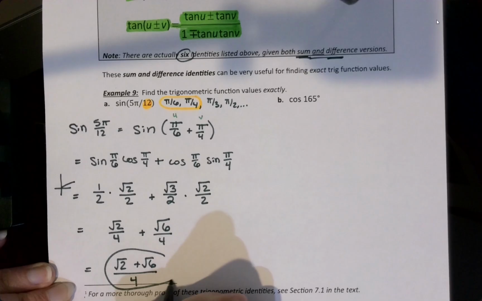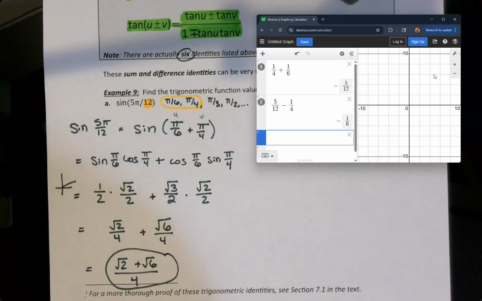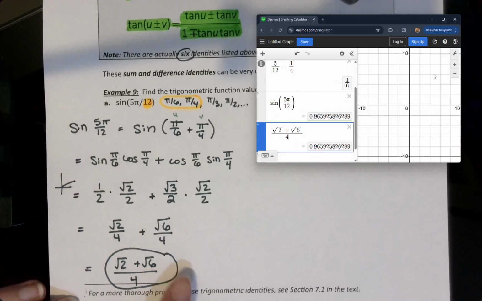I was able to use the sum and difference identity to get the exact value for an angle that was not originally on the unit circle, but can be built from two angles that are on the unit circle. Let's do this again one more time. This one's in degrees, 165. So I'm going to try to build 165 out of special angles. So we're going to build it out of maybe a 30, a 45, a 60, a 90, etc.